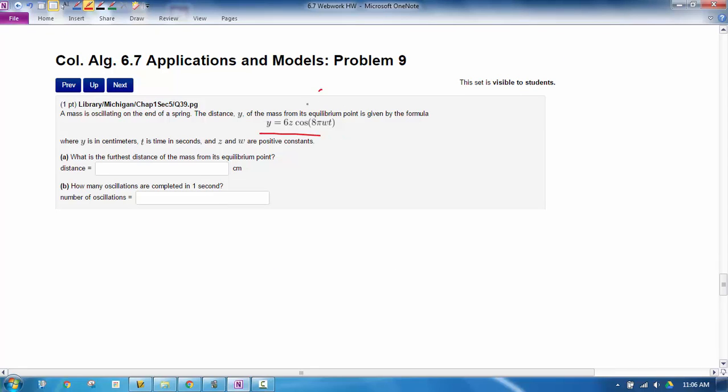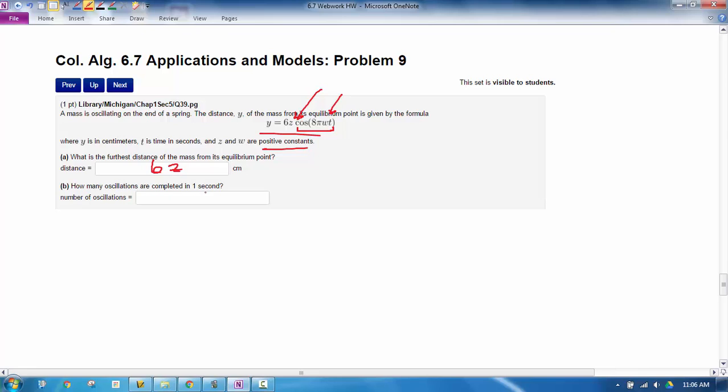Okay, the next problem gives us a function here, and it's got some variables z and w in it, but imagine those as numbers. Technically we don't know what they are, but they're constants. That's what it says here. So the question is, what's the furthest distance the mass is from the equilibrium point? Imagine the biggest cosine gets is 1. In which case the maximum amplitude would be 6z centimeters, where we don't know what z is yet.